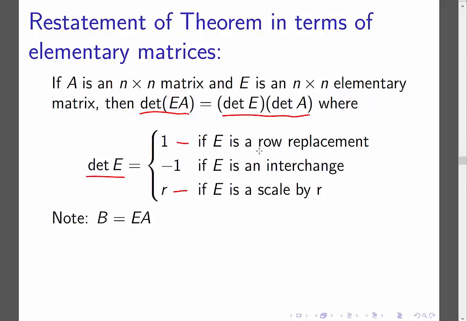So if it's a row replacement, that is multiplying a row and adding it to another row, then you don't change the determinant. If you're just swapping 2 rows, then you multiply the determinant by a -1, and scaling by R is multiplying a row by a scalar. And again, I said it on the last slide, but B is E times A. Do exactly one row operation on the matrix A to produce B.